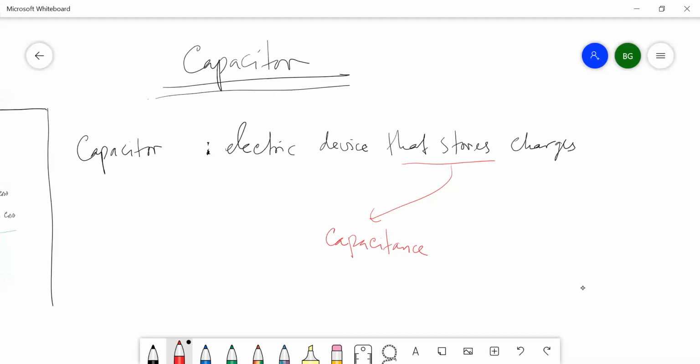Okay, the keyword here is stores. So the capacitor is a device, but there is a property called capacitance. Sorry to interrupt, sir, but I think you haven't shared your screen yet. Oh, okay, sorry.